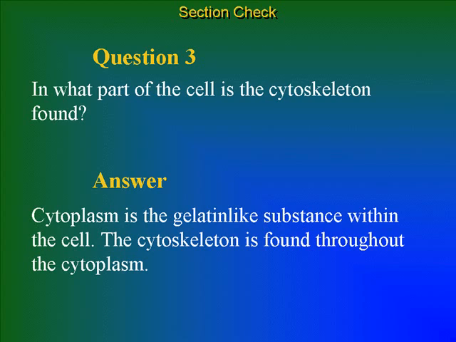Okay, third question. In what part of the cell is the cytoskeleton found? If you said it's in the cytoplasm, you would be correct. It's that structure, that scaffolding that gives the cytoplasm some stiffness so that the cell can maintain its shape regardless of whether it has a cell wall or not.